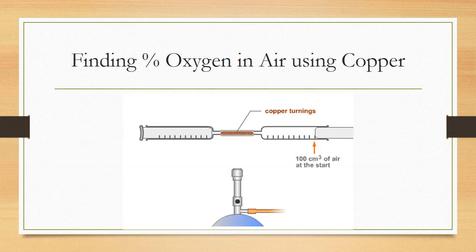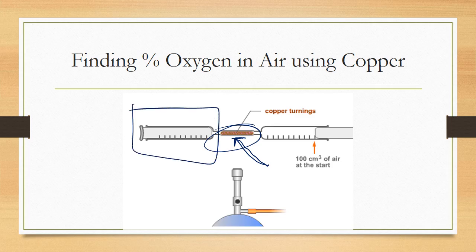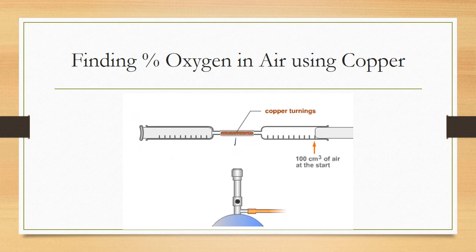Well, what you do is you basically have two syringes combined through a tube. Inside the tube you have placed some copper turnings of known weight, or mass, and one of the syringes has been blocked off, and the other one you can fill with exactly 100 centimeters cubed of air, about 100 milliliters, because a centimeter cubed is exactly a mil. So you've got 100 mils of air at the start of the reaction.